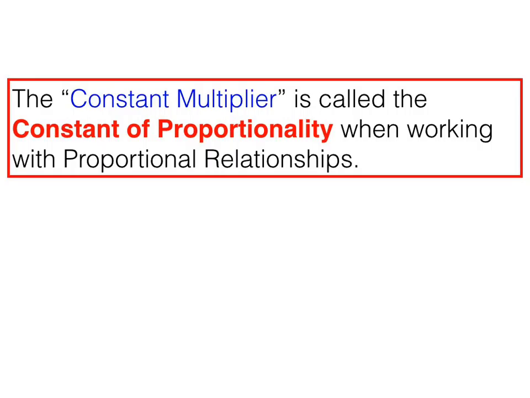A little bit under number 1, there's a box for you to fill in the blanks. The constant multiplier is just what we've been calling it. It's really called the constant of proportionality. So we're going to start calling it that when we're talking about proportional relationships. So instead of just multiplier, we're going to say constant of proportionality. Fill in the blanks.